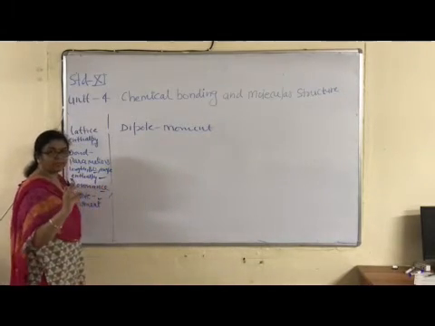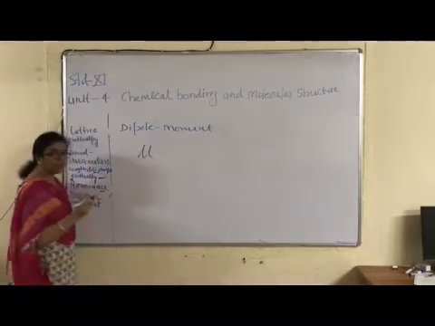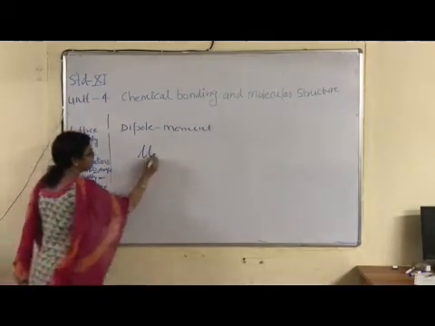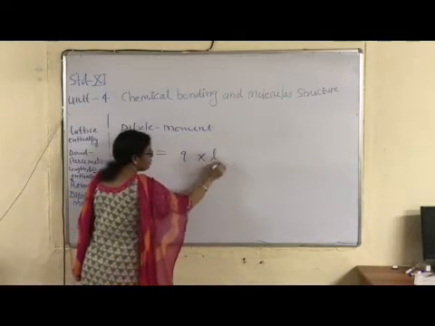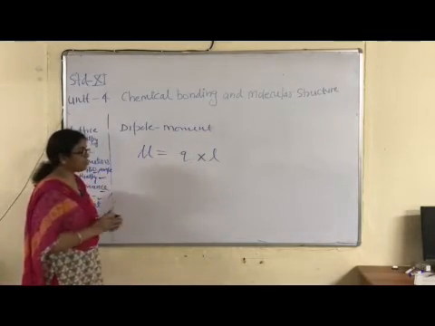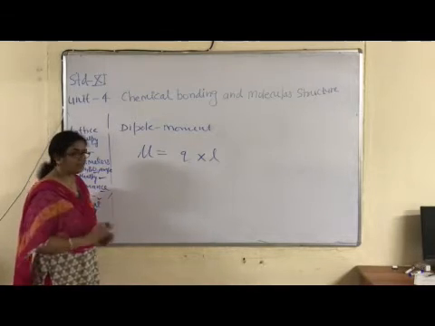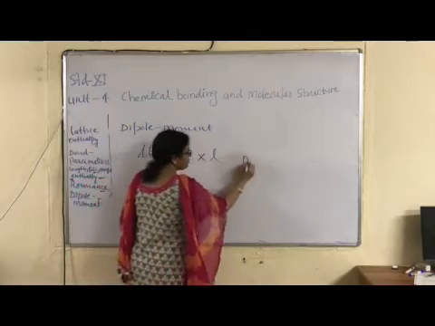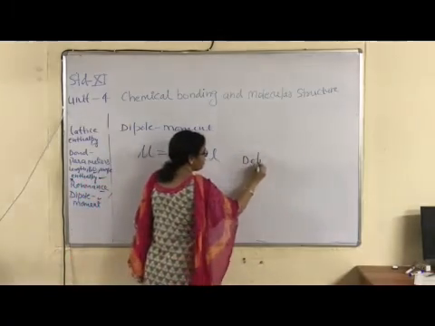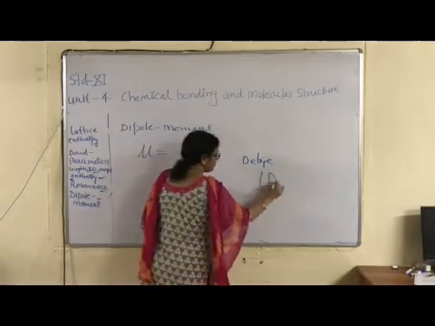What is the mathematical expression for dipole moment? Mu denotes dipole moment, and mu is equal to Q, which means charge, into L, the separation of charge or distance between two ions. Okay, children? Mu is equal to Q into L. Its unit is Debye, or capital D you can write like this.